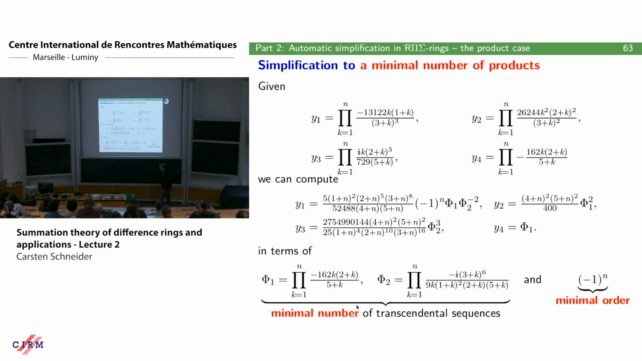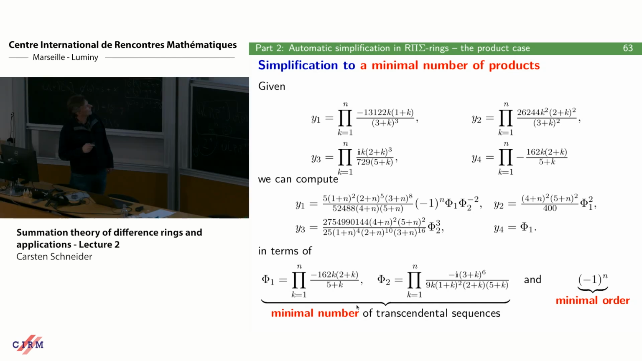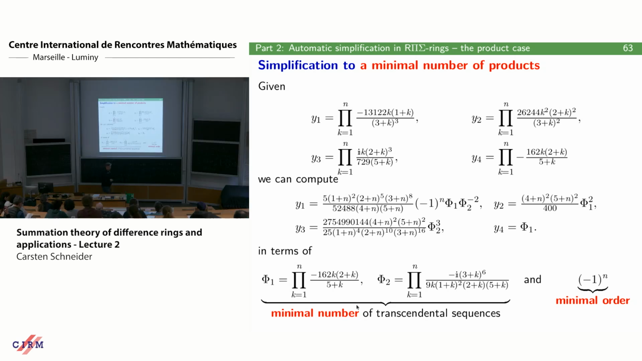The other example, with the same setting, is that I take this product, that product, and -1 to the n. Then I can again write these four guys, y1, y2, y3, y4, by these four guys. The difference is that I have only 2 extensions instead of 3, and I have -1 to the n instead of i to n. So I have minimized the transcendental degree and the order of the root of unity.